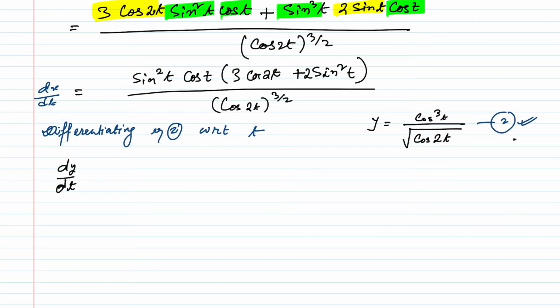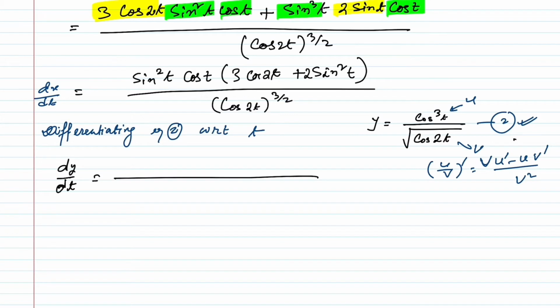So this is the 2 I have written here again. Taking this one as u and this one as v, applying this u by v derivative, you will get v derivative of u minus u derivative of v by v square. If you apply that, at the denominator we get root over cos 2t whole square, and root over cos 2t times the derivative of cos cube t. We know the derivative of x cube is 3x square, so here we will get 3 cos square t.